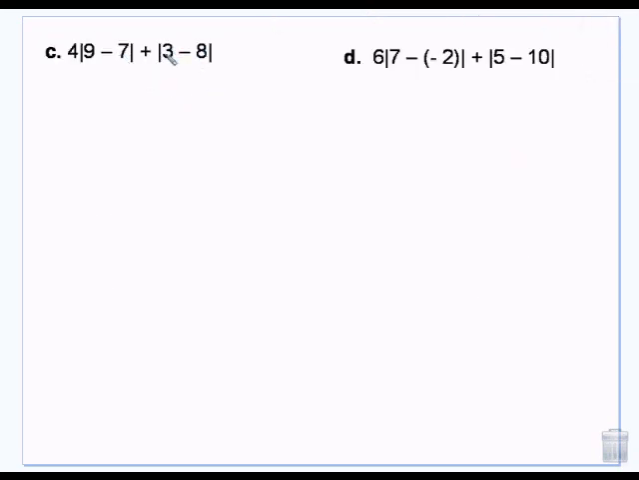If you have multiple parts, you do the 2, just like we did when we had 2 sets of parentheses. You have to do the 2 absolute values first. So I do 9 minus 7 is 2, 3 minus 8 is -5. Absolute value of 2 is 2. Absolute value of -5 is +5. So I get 8 plus 5, so 13.